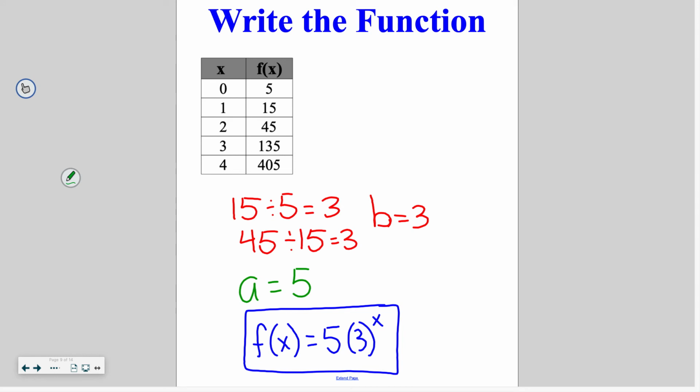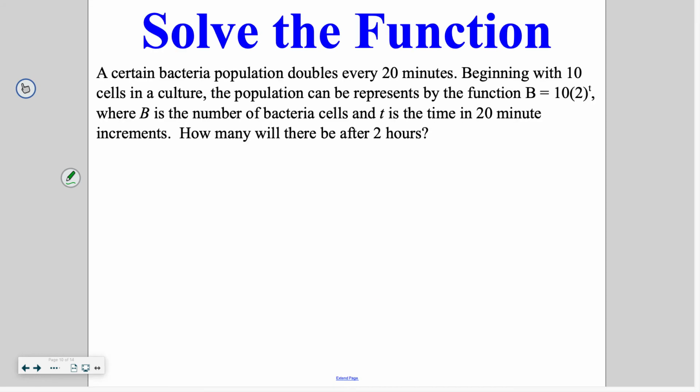We divide, we find that our constant ratio for this one is going to be 3. Our starting value is 5, so we get f of x is equal to 5 parentheses 3 to the x power. We're going to go ahead and solve a few of these now.